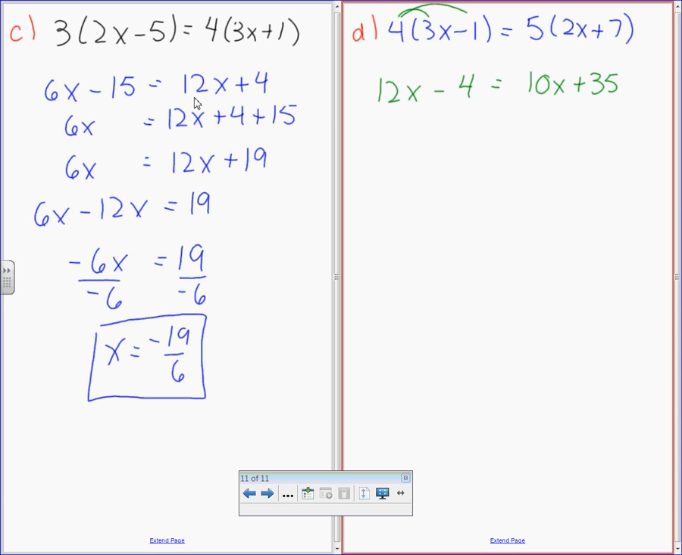Spencer, what are you doing next, please? Move the 4 to the other side of the equation, so it'll be 12x equals 10x plus 35 plus 4. Great. That was an easy one. You can do the next step too. You move the 10x over to get 2x.